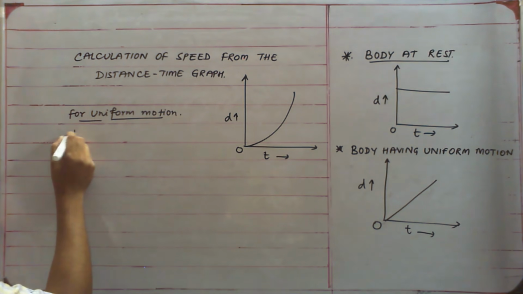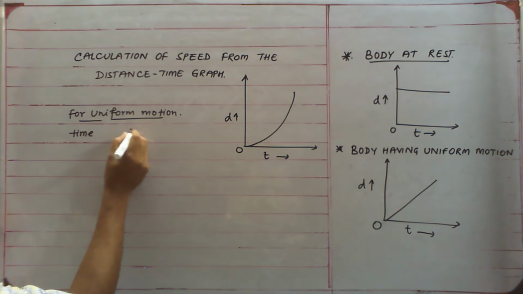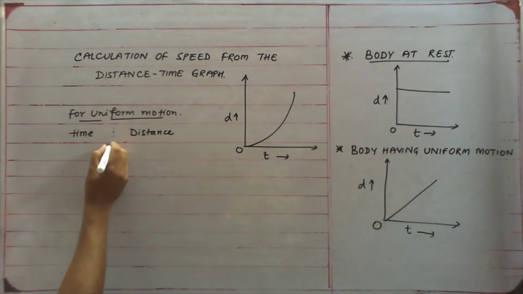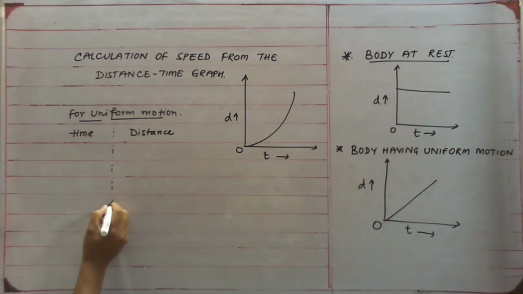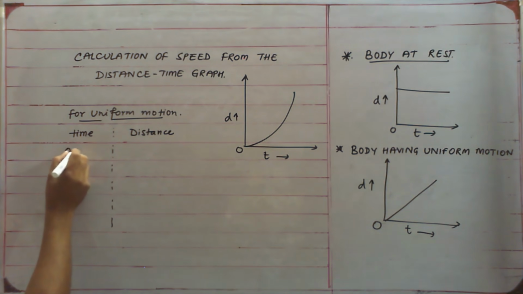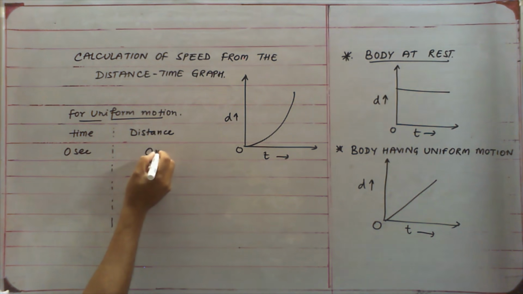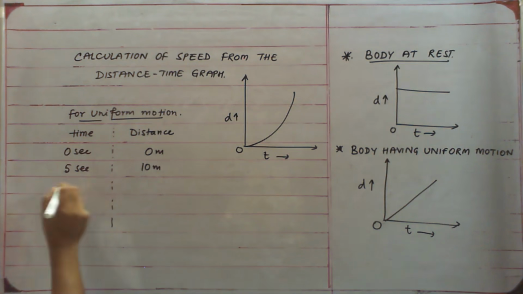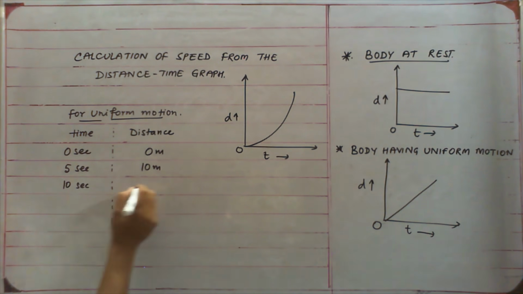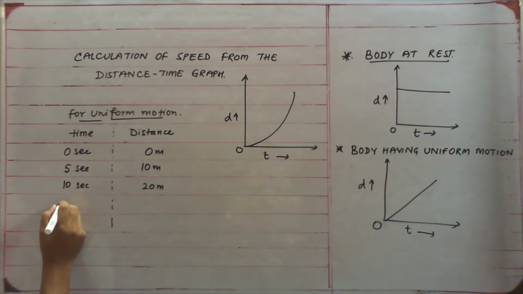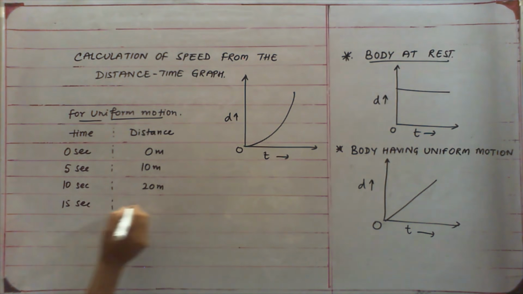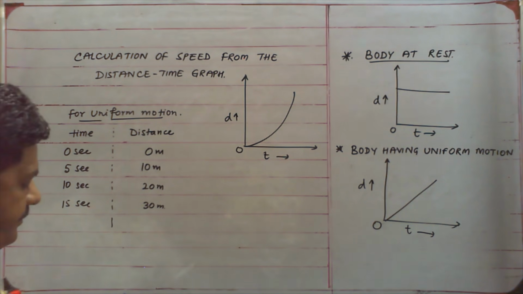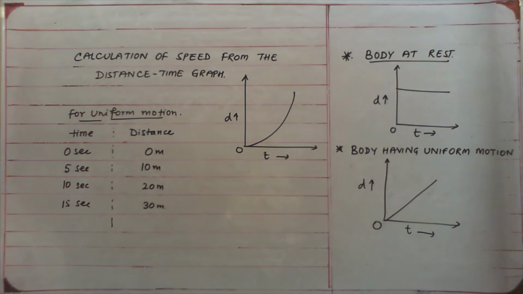Let us take the data: time, distance. At 0 seconds, let us say 0 meter; 5 seconds, let us say 10 meter; 10 seconds, let us say 20 meter; 15 seconds, let us say 30 meter. So we will draw the graph and try to understand.